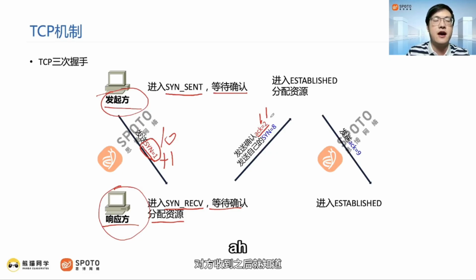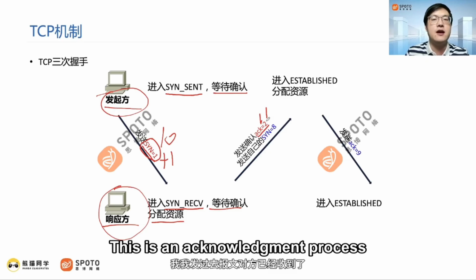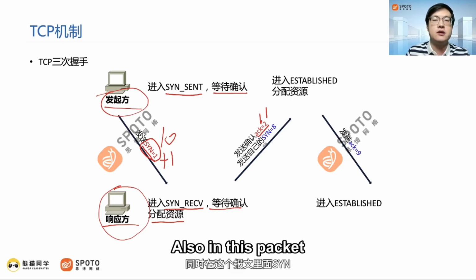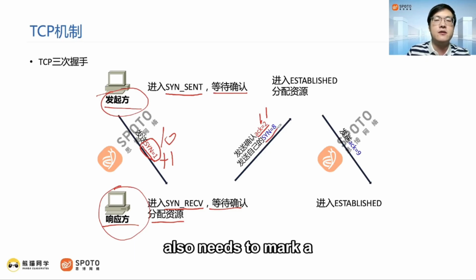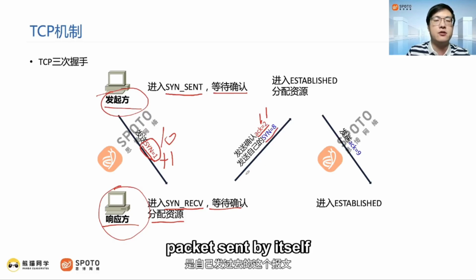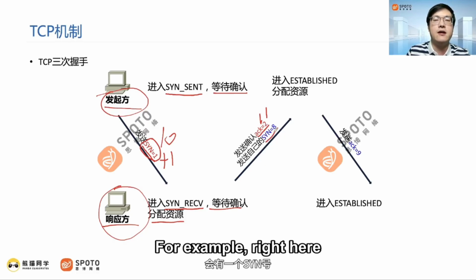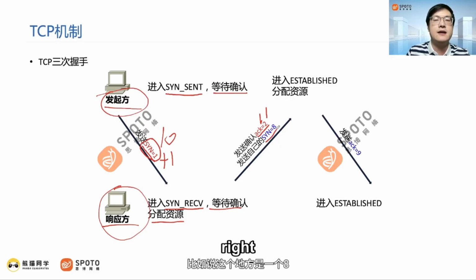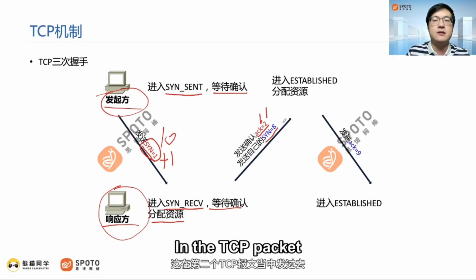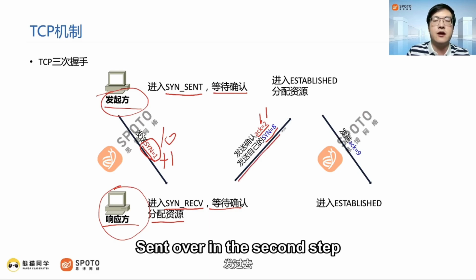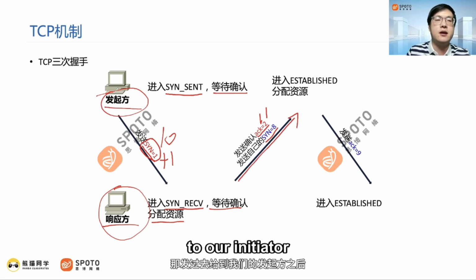After the other side receives the packet I sent over, this is an acknowledgement process. Also in this packet, SYN also needs to mark a packet sent by itself. There will be a SEQ, for example, 8, right? This is in the second TCP packet sent over in the second step. So it is sent to our initiator.